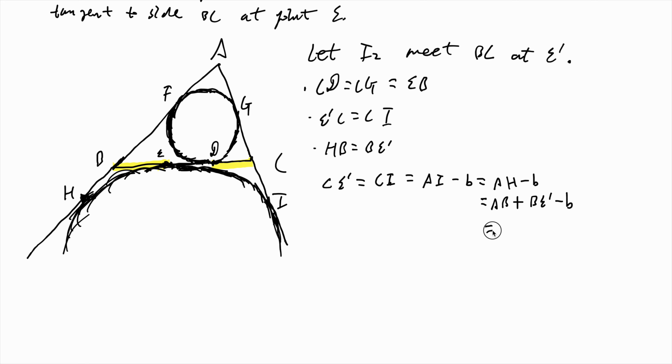This is equal to C minus B plus BE prime. That's CE prime. Okay, so we know that CE prime is equal to C minus B plus BE prime. CE prime minus BE prime. So we know that CE prime minus BE prime is equal to C minus B.